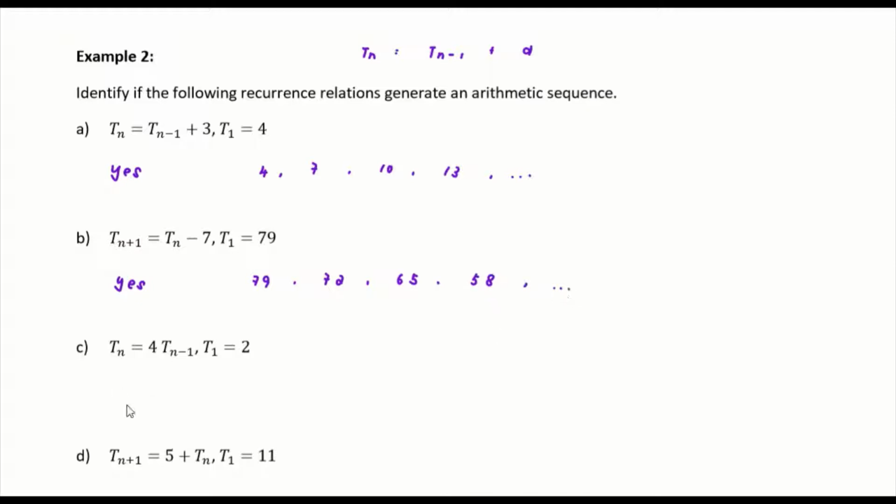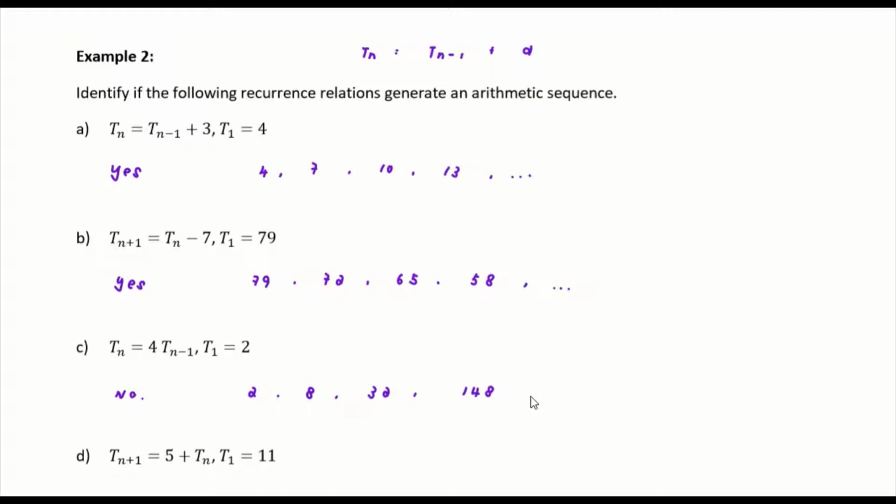Okay, so C: Tn equals 4 times the n minus 1 term. As you can see, when you compare to this one, there is a difference here. How do you get the next term? You add a common difference. But for this one, what happened is you multiply. So in this case, it's a no, because there will not be a common difference, but a common ratio that we will be discussing in the next lesson. So then we will have 2, multiply by 4, so we have 8, 32, and then multiply by another 4, then we'll get 128, and so on. Okay, so that's the idea.